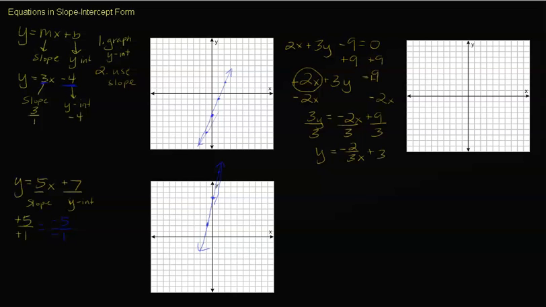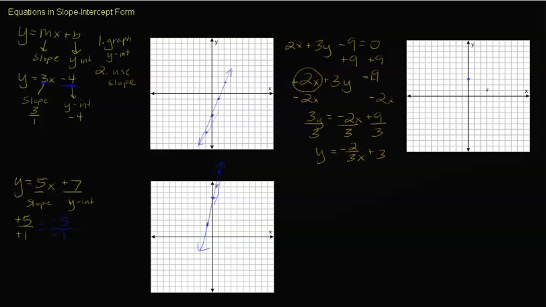Now remember, when one of the numbers in this fraction is negative, all of it's negative. Either negative 2 over positive 3, or positive 2 over negative 3. Now let's go ahead and graph this. Our y-intercept is positive 3, and our slope is negative 2 over 3. So we're going to go down 2, positive 3. Remember, only one of them's negative.